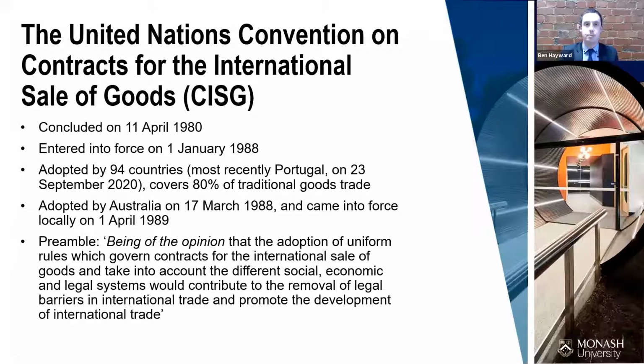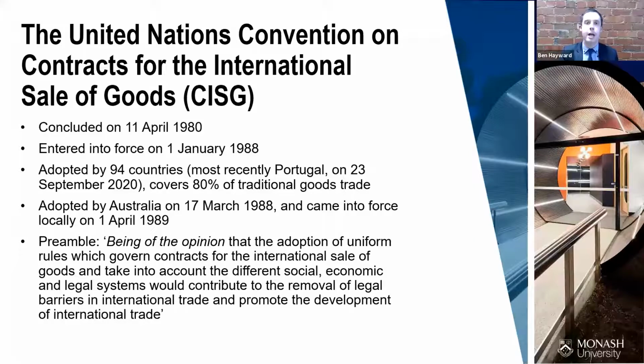And the countries that have adopted the CISG are believed to account for approximately 80% of the world's traditional goods trade, at least presumptively. It's always open to parties to opt out of this treaty's application in their contracts, but presumptively it covers the vast majority of the world's traditional goods trade. And for those of us located in Australia, you might be interested to know we adopted the CISG shortly after it came into force at the international level, and it came into force locally here on the 1st of April 1989. And the reason for the treaty's existence is it's an instrument that's intended to facilitate trade.